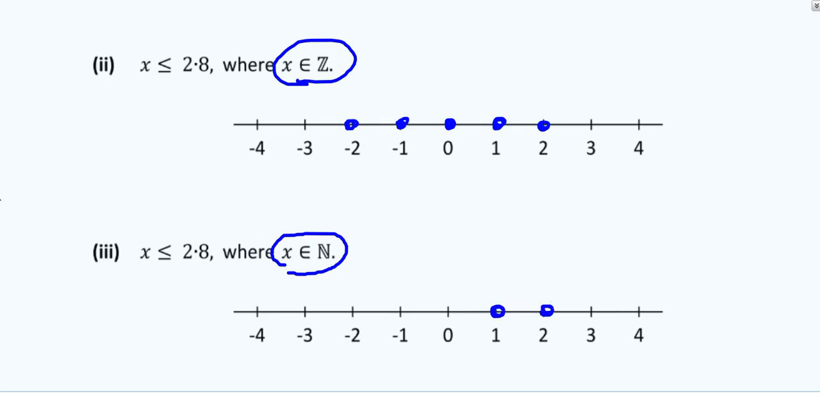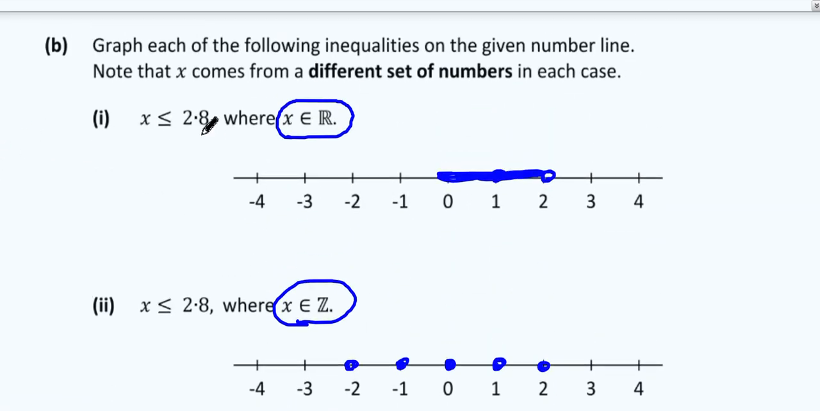Now, let's check out what they want. It has to be under 2.8. So I go all the way up here and I shade in 2.8. It's all the numbers that are smaller than 2.8. And I put an arrow there. Why do I put an arrow there? It goes on forever, doesn't it?